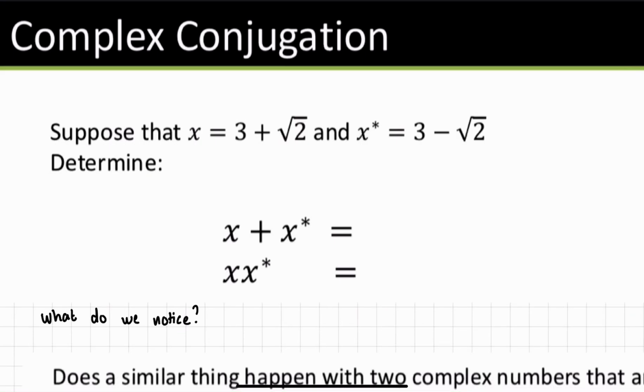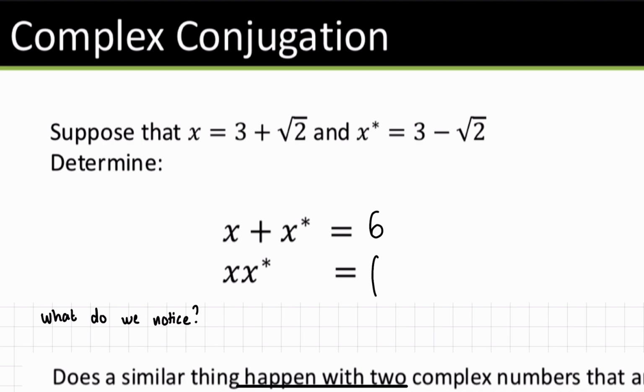Okay, so today we're really looking at complex conjugation. Suppose we've got x equals 3 plus root 2 and x star equals 3 minus root 2. So the conjugate is 3 minus root 2. What happens when we add them together? Well, 3 plus 3 gets us 6, and root 2 and negative root 2 cancel out, so we're left with 6.